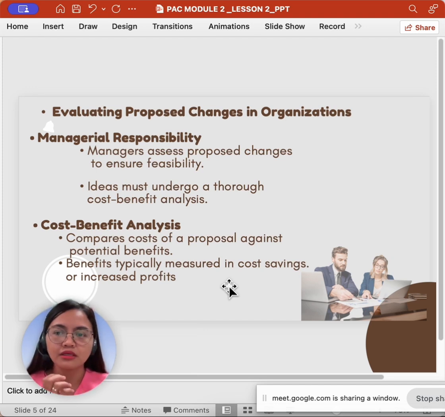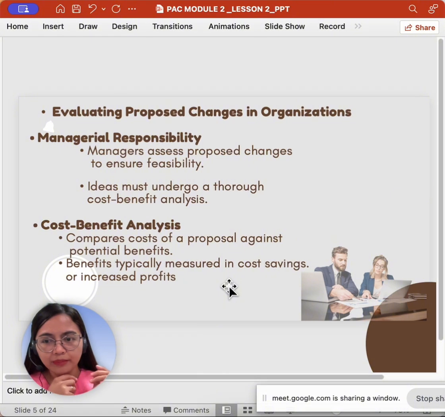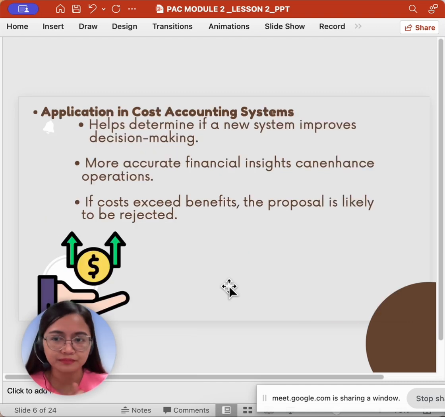When we say cost-benefit analysis, it compares the cost of a proposal against the potential benefit. What you spend, you compare to your potential benefit. Benefits are typically measured in cost savings or increased profit. So, there is a benefit, meaning profit, for your business. Okay? And next is application in cost accounting systems.